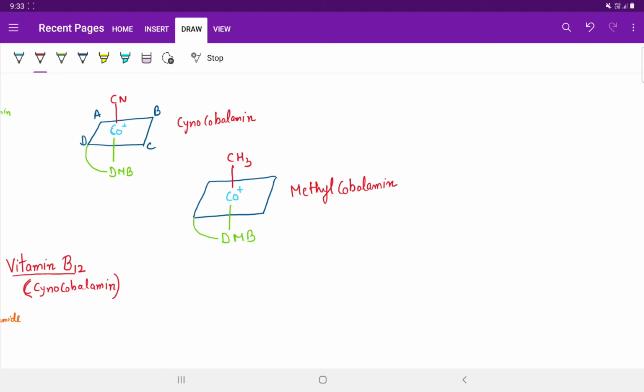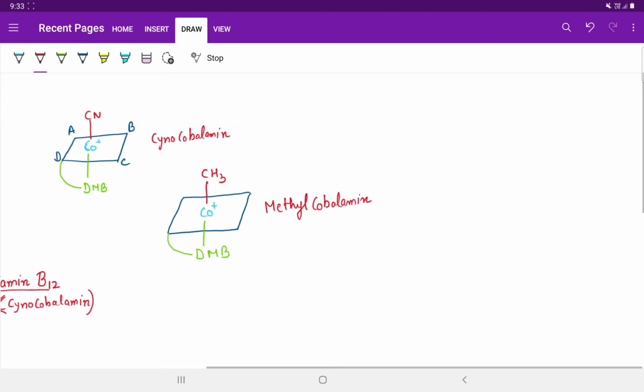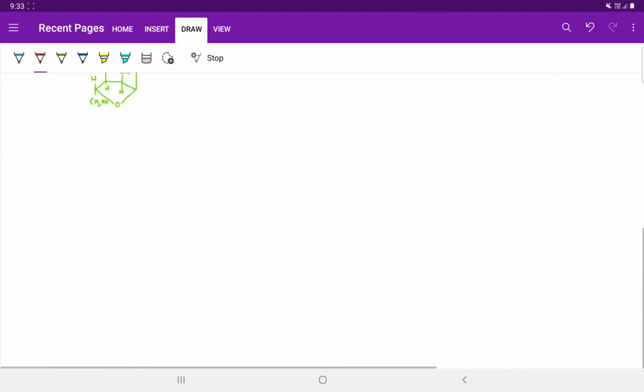Now, how the absorption, transport and storage of vitamin B12 occurs. So students, this is also quite fascinating, how the absorption, transport and storage occurs. We can say the fate of vitamin B12 in our body. In order to understand this, we can divide it into 3 parts, that is the gastrointestinal tract, the plasma and the tissues.